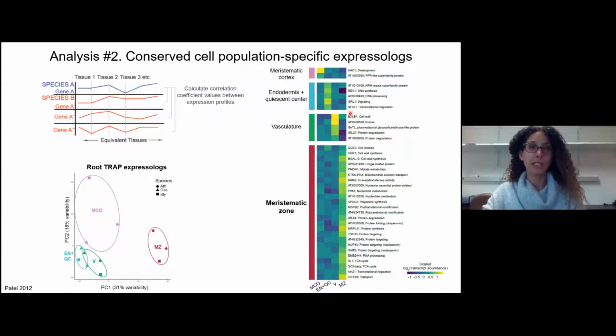Most of the expressologs have conserved expression in the meristematic zone, in line with the previous analysis. And these genes include genes that are known to be involved in cell division, RNA synthesis, and nucleocytoplasmic transport.